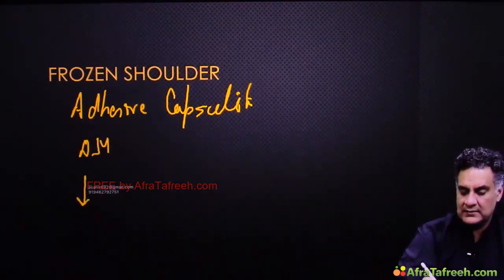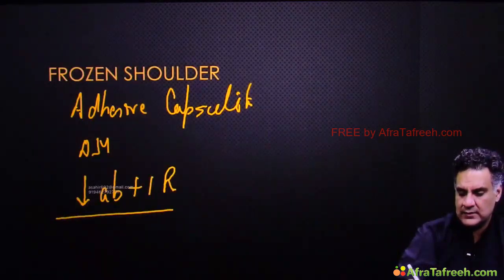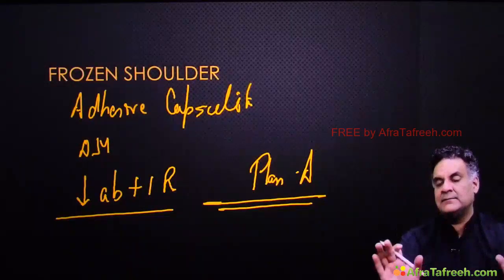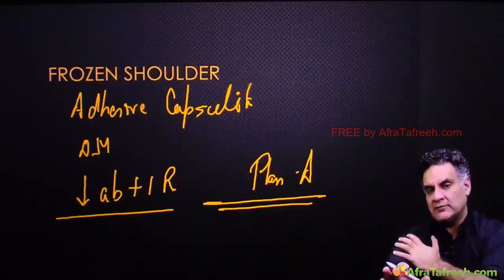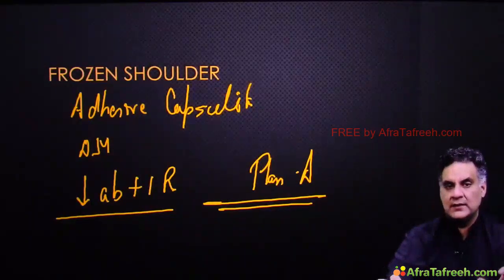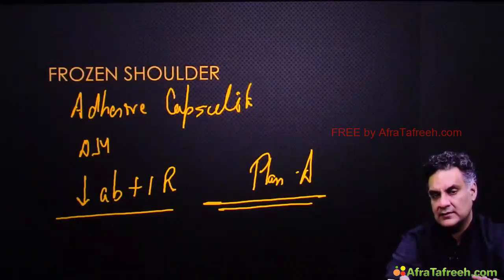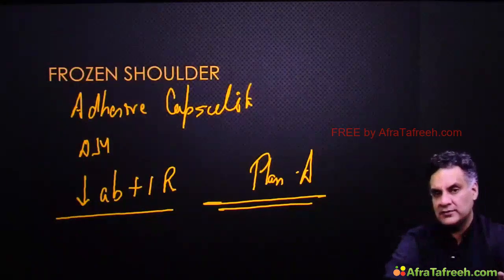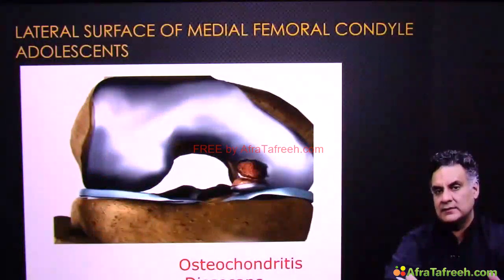They have decreased abduction and internal rotation, and treatment is plan A. They have classically night pain. So shoulder, night pain, loss of movement: frozen shoulder. So diabetic patient, night pain: frozen shoulder. Diabetic, alcoholic, hand deformity: Dupuytren's. 60 to 120 is the painful arc.